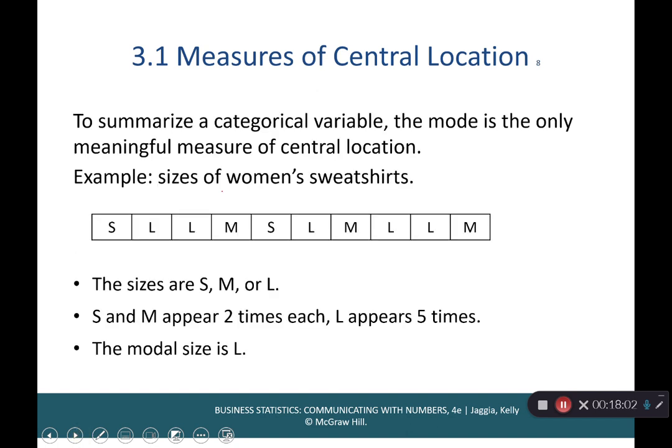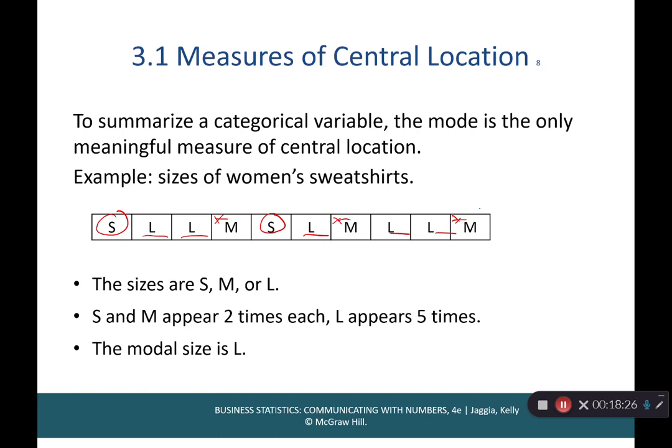Here's another example using a categorical variable where you can find the mode. This would be an example of women's sweatshirts. They come in size small, medium, and large. You can see here, we've got small twice, we have large 5 times, and we have medium 3 times. So, oh my gosh, what do I do?